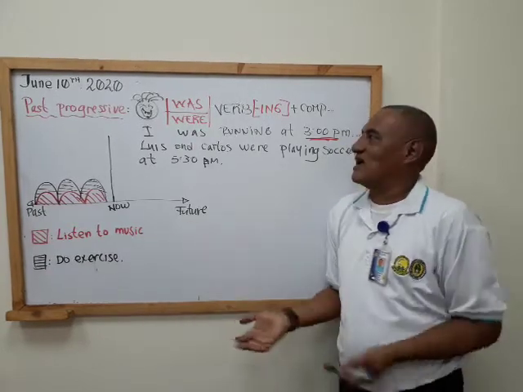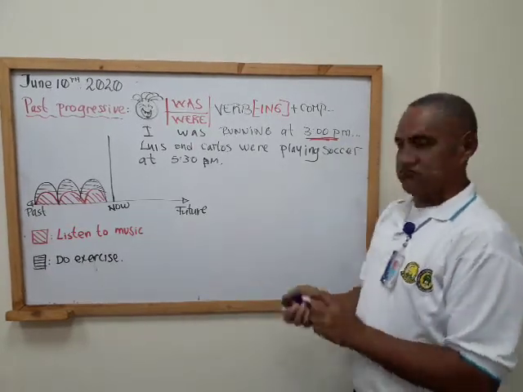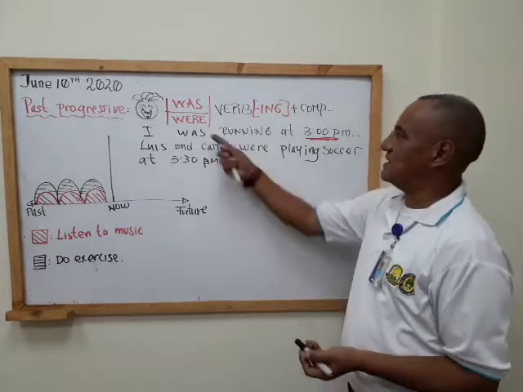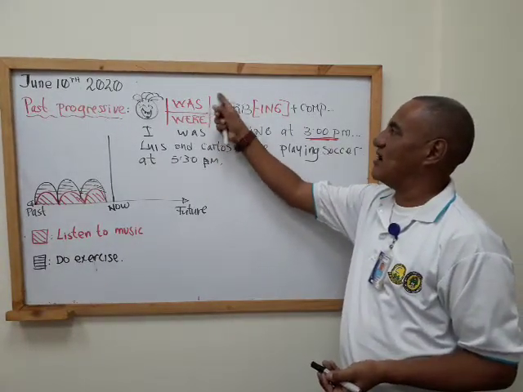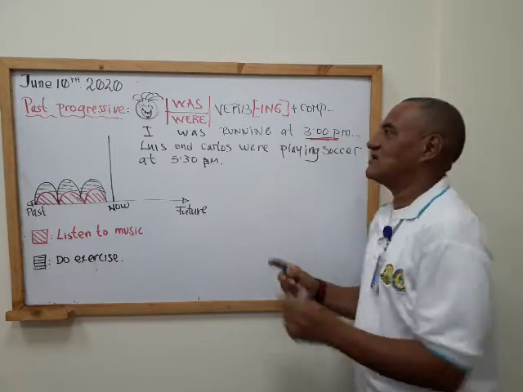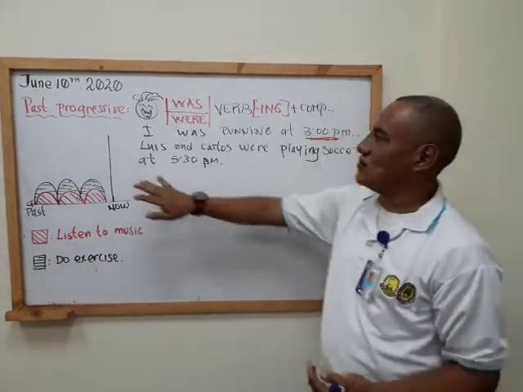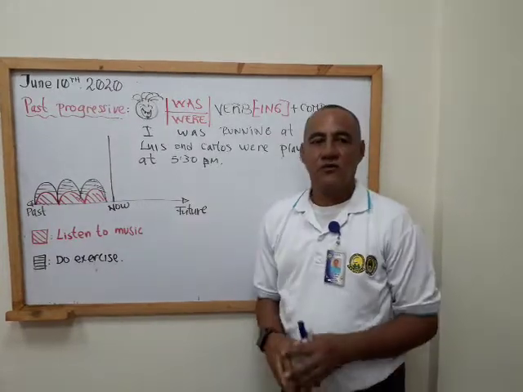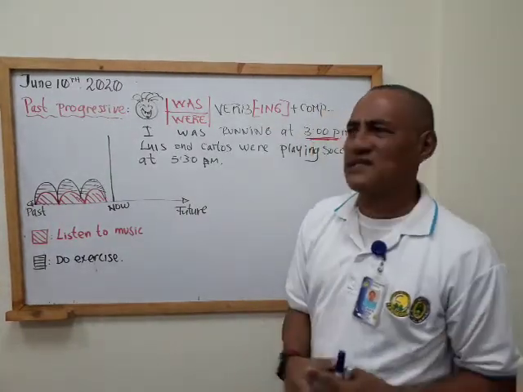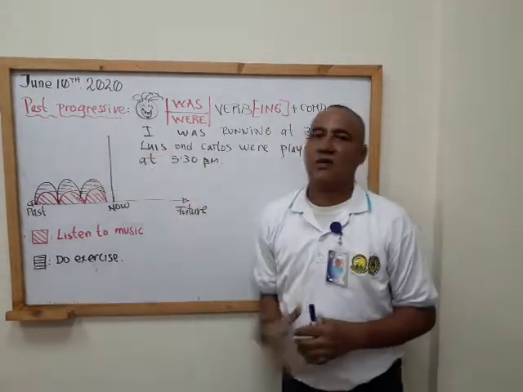So remember that to make the negative statement is just to place not here. And for the question we have to switch. Okay, but what I want to show you now is one of the most important applications of the past progressive.